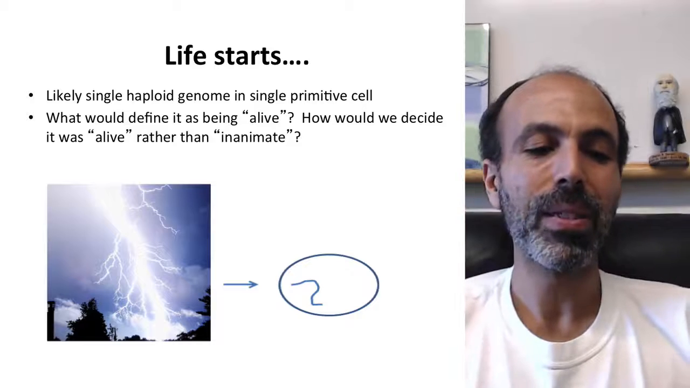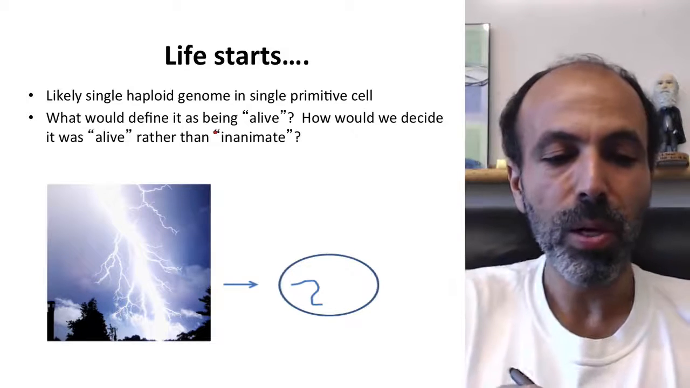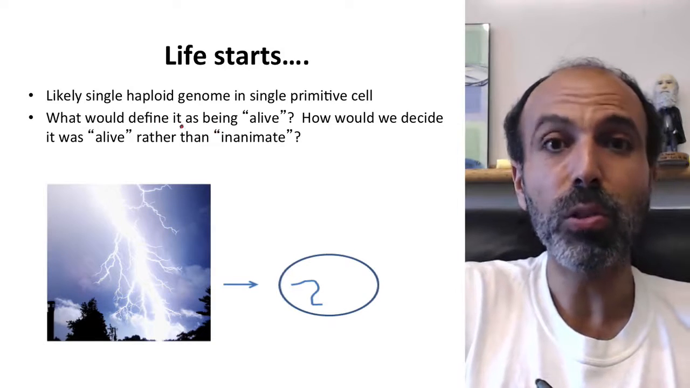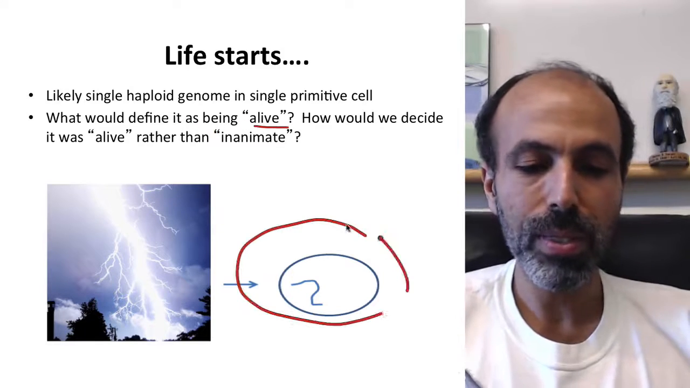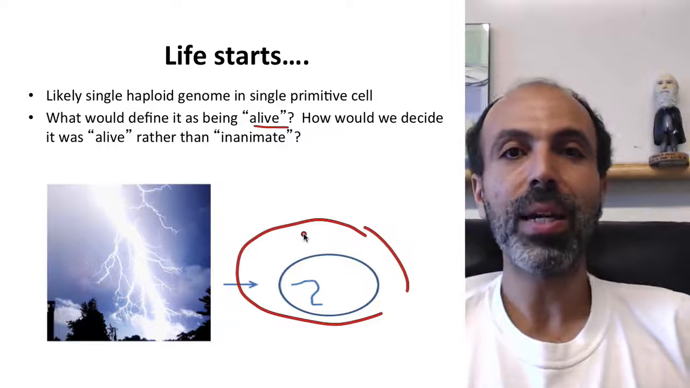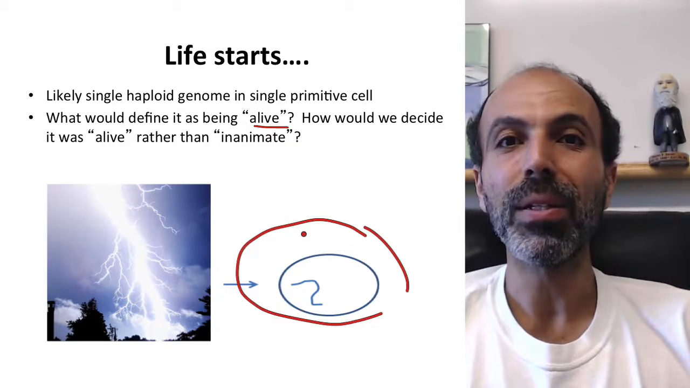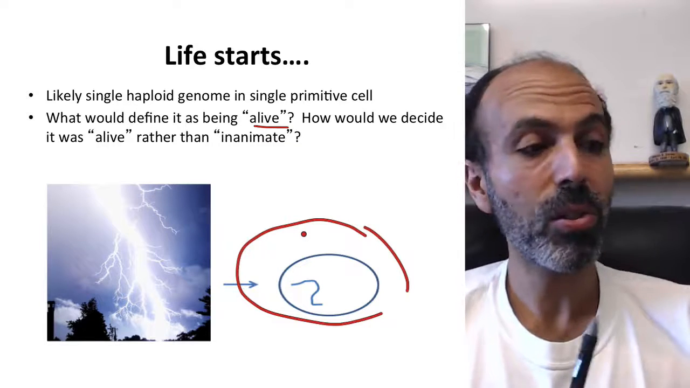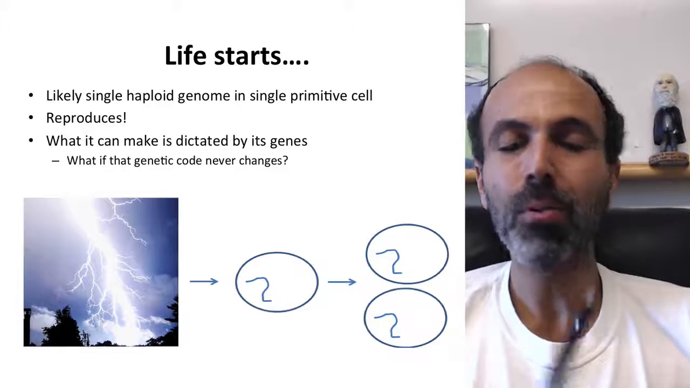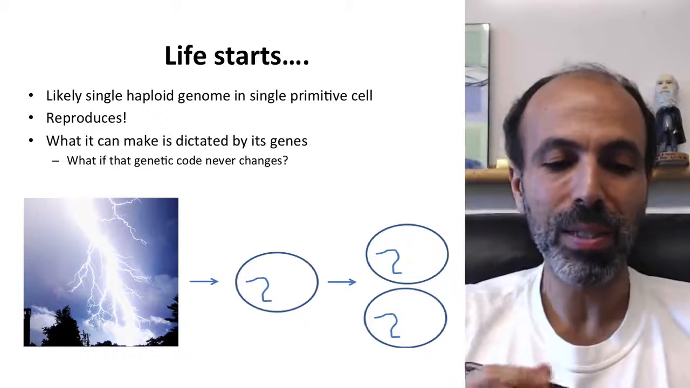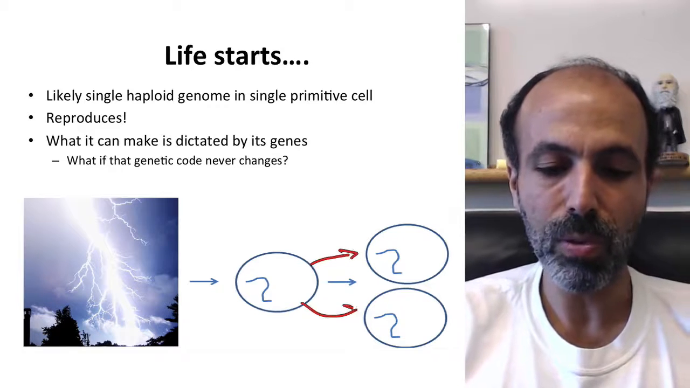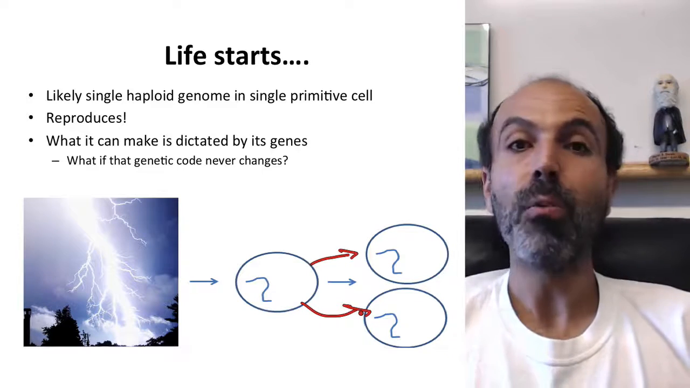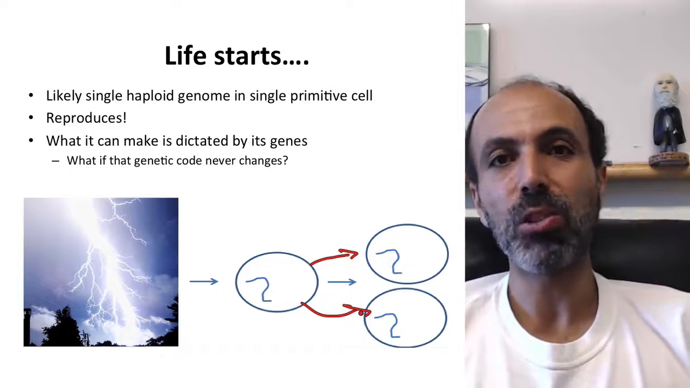Now, the question I like to pose to you is, what would have to be true for you to define this original cell as alive? How would you decide it was alive rather than inanimate? Well, the most likely answer people would say is it replicates, it reproduces, that it makes another copy of itself. So this one makes these two other daughter cells. And what it makes will be dictated by its gene.